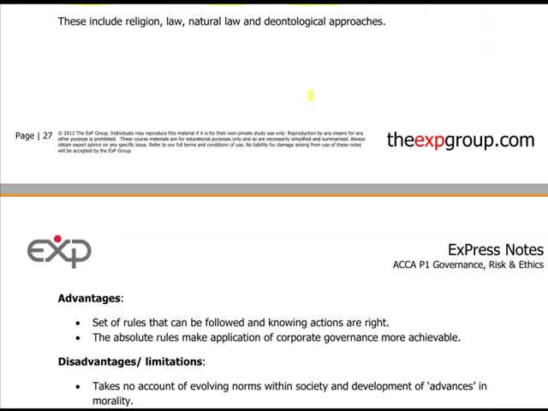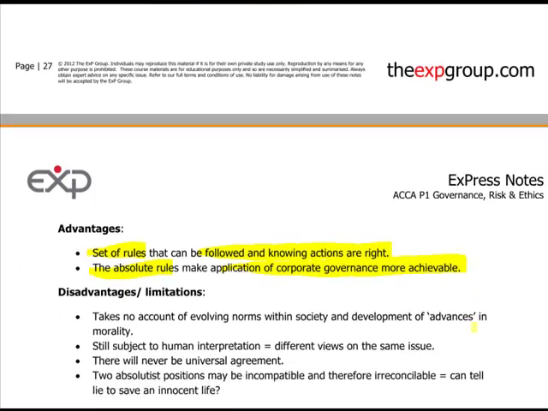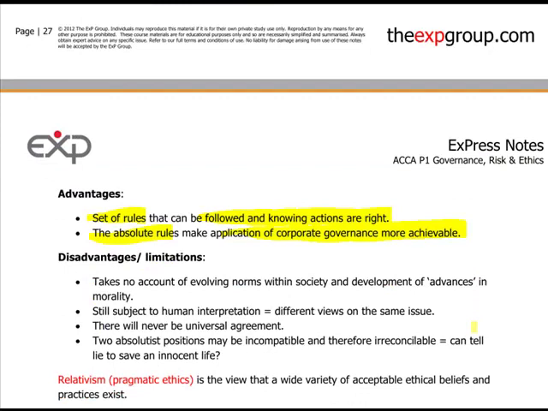The advantage of this is, well, it sets a number of rules that can be followed, and knowing that those actions, the outcomes, are going to be right because you follow the rules. The absolute rules make application of corporate governance that much more achievable, because if you follow the rules that have been set, which is believed to be the best practice of corporate governance, then you're more likely to achieve that goal. Disadvantages, however, is it takes no account of evolving norms within society and development advances in morality.